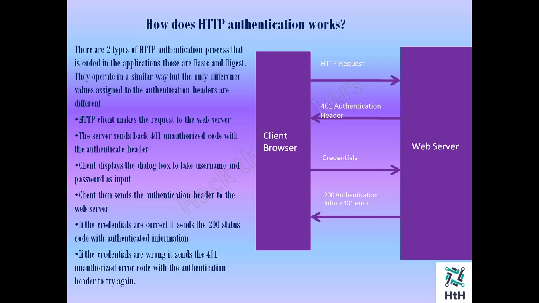In this slide, we will see how to get web authenticated for a particular application. As shown in the diagram, the HTTP client makes a request to the web server. The server sends back a 401 unauthorized code with the authentication header. Client displays a dialog box to take username and password as input. User enters the username and password. Client then sends the authentication header to the web server. If the credentials are correct, it sends a 200 status code with authenticated information. If the credentials are wrong, it sends a 401 unauthorized error code with the authentication header to try again.